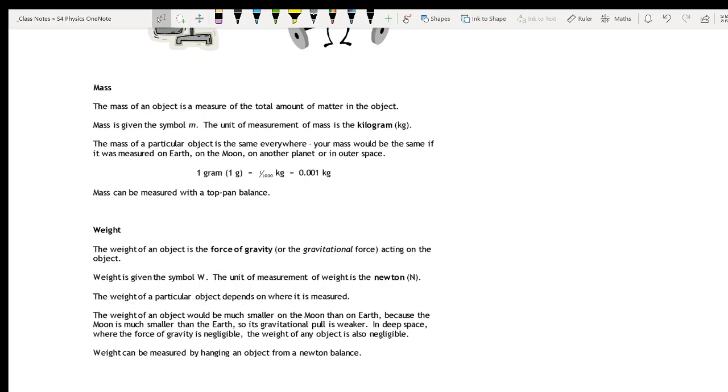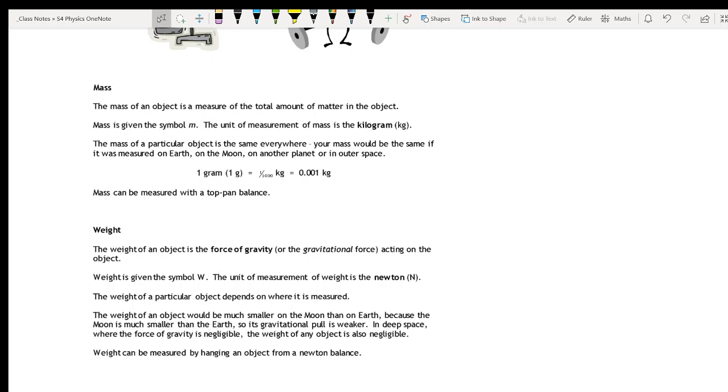Your mass would be the same if it was measured on Earth or the Moon or another planet or in outer space. And 1 gram is, of course, 1,000th of a kilogram, so 0.001 kilograms. And mass can be measured using a top pan balance.